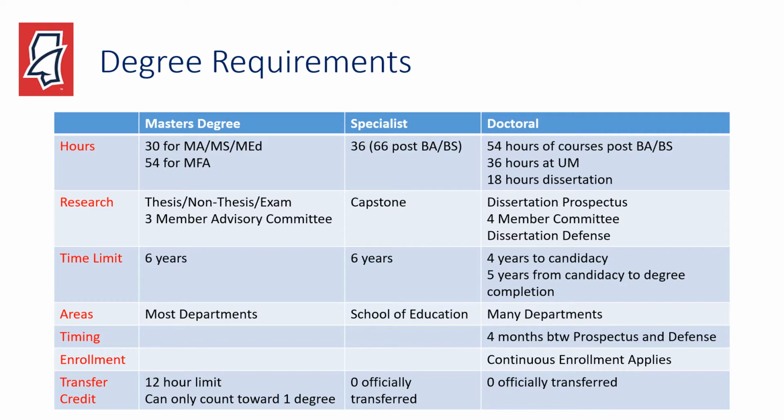This table outlines the minimum degree requirements for the degrees offered here in the graduate school. You will note that different degrees have different minimum requirements. In addition, programs can add to these requirements. For example, although the graduate school only requires 30 hours for a Master of Art degree, a particular program may set their minimum at 36 hours.